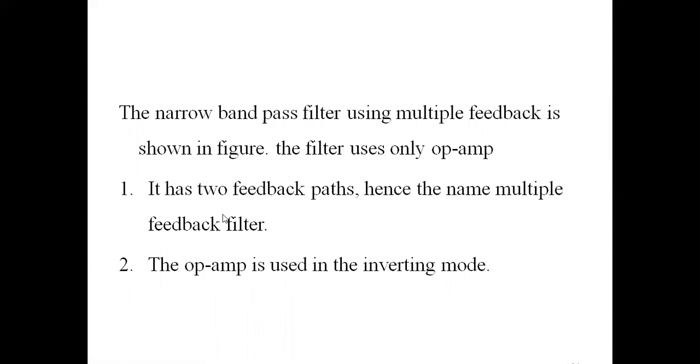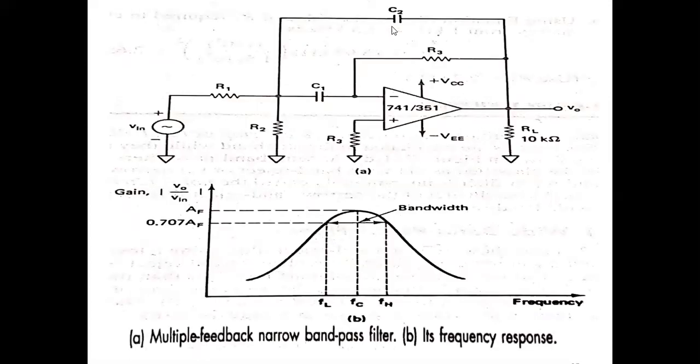In the narrow band filter, we have two feedback paths, and hence the name is multiple feedback filter. For a narrow band filter, usually the op-amp is used in the inverting mode. So this is the diagram for the narrow band pass filter, and as I said, it uses multiple feedback paths. This is the first feedback path, and this is the second feedback path, and the input voltage is also given to the inverting terminal of the op-amp. In this way we can construct the narrow band pass filter.